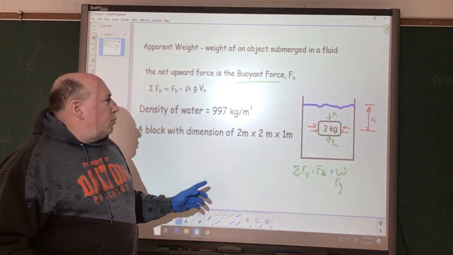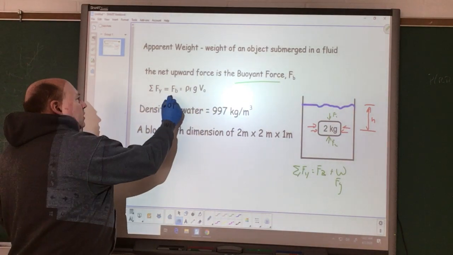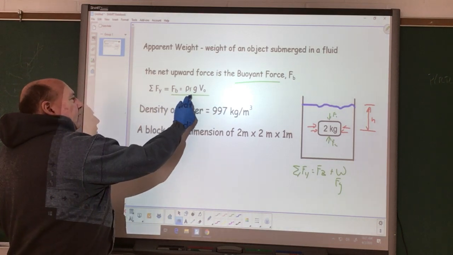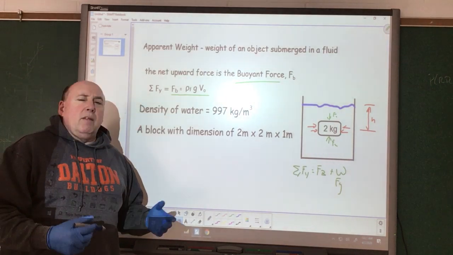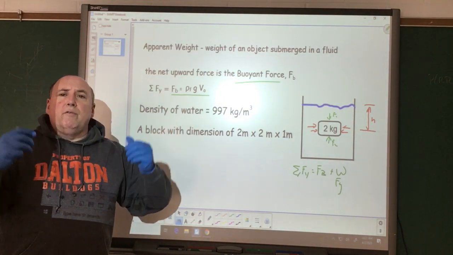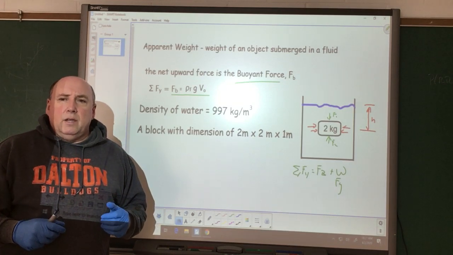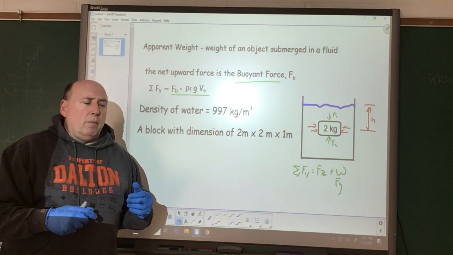Well, what we have to do is be able to calculate the buoyant force. The buoyant force is calculated by the density of the fluid, gravity, and volume of the object. Remember, the volume of the object, yesterday by Archimedes' principle, is also the volume of the water that's displaced. So whatever we displace in our water, that's the volume of our object.